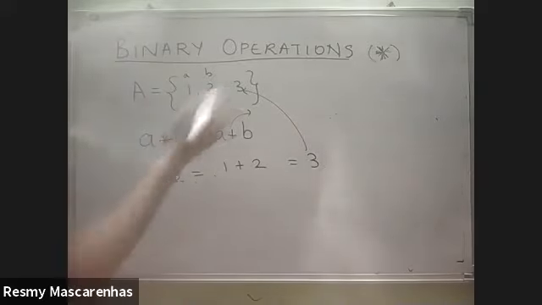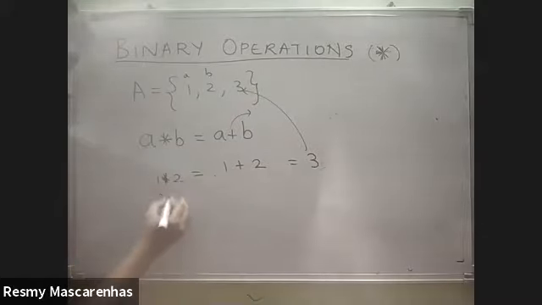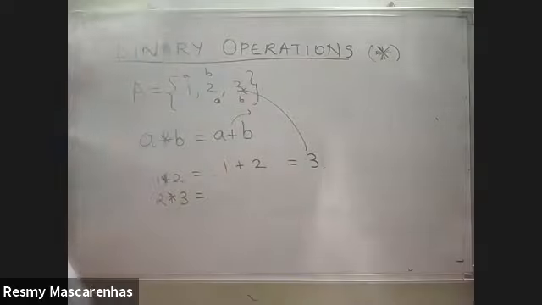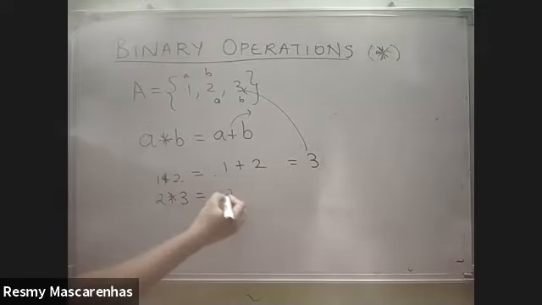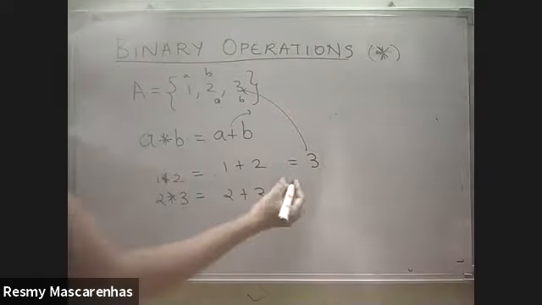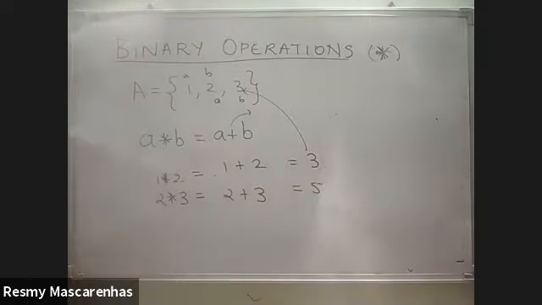Now try another pair. Let's try 2 comma 3. Let this be A now, let this be B. As per the operation, A star B means 2 star 3 will be 2 plus 3. Just substitute the values of A and B. So how much are you getting? 5. But is there a 5 in this set?